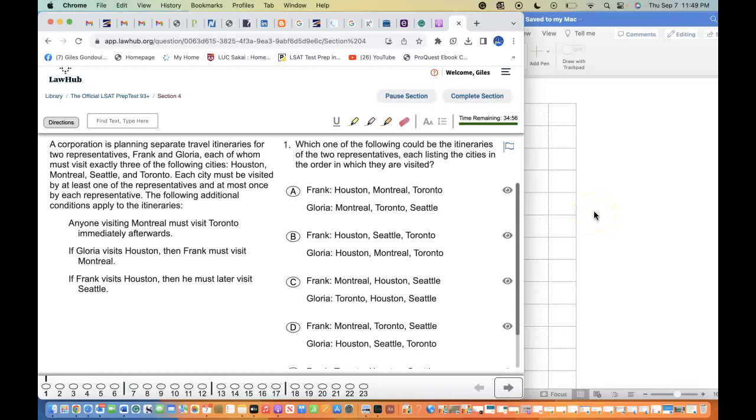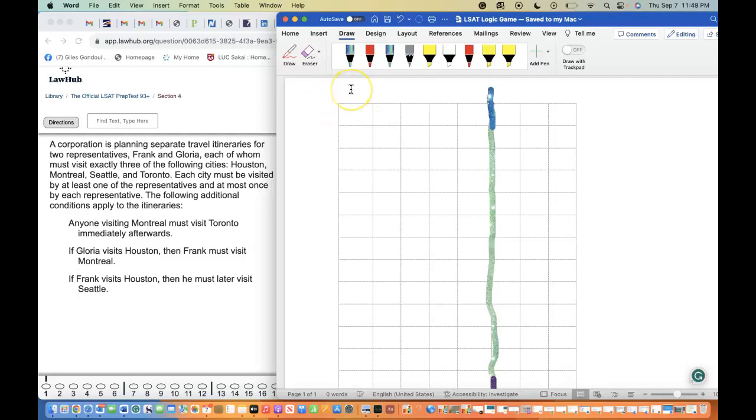A corporation is planning separate travel itineraries for two representatives, F and G, each of whom must visit 3 of the following cities: Houston, Montrose, Seattle, Toronto. Each city must be visited at least once by each representative. The following additional conditions apply.